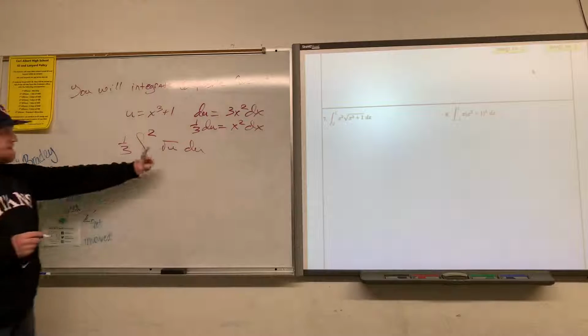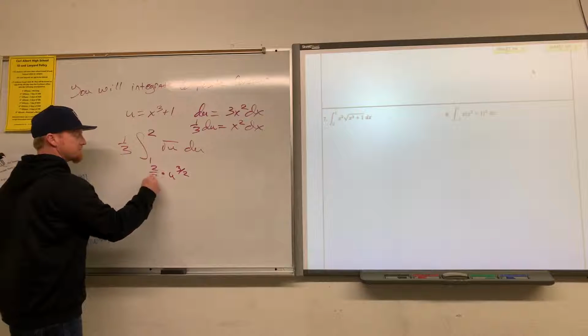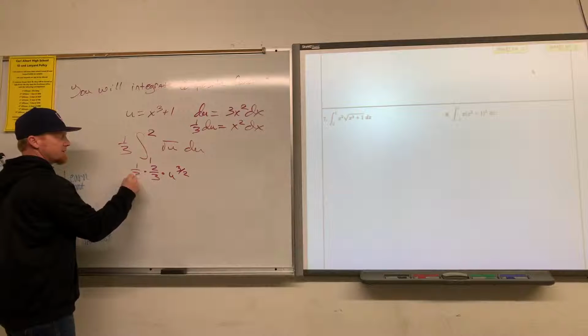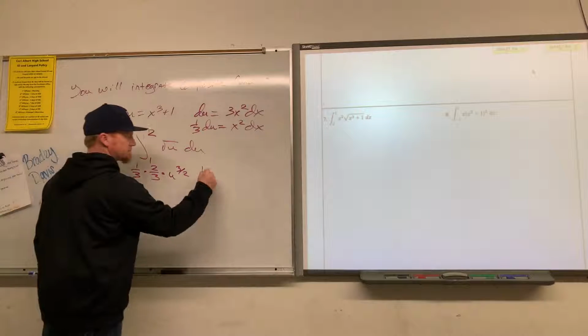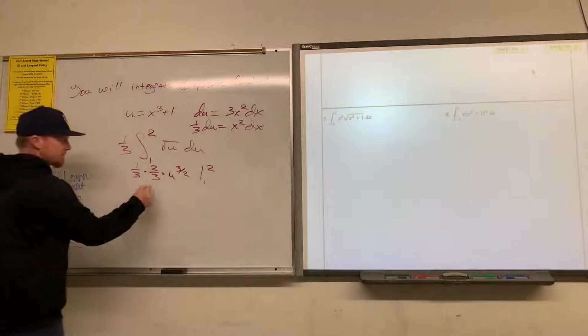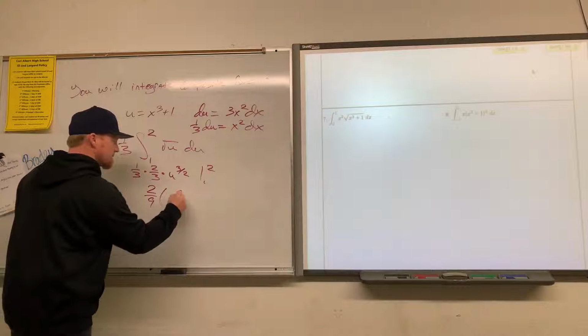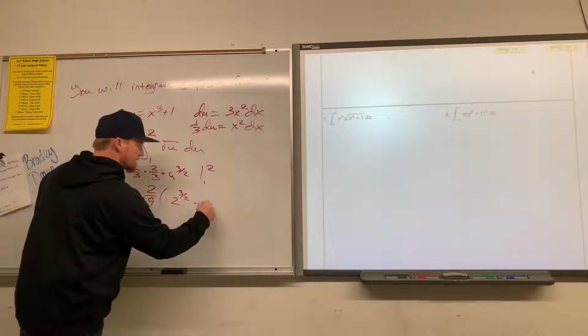Ready to integrate? So this turns into u to the 3/2, so that means times 2/3 times the 1/3 that's already there, going from 1 to 2. Multiply this out, gives me 2/9, plug in 2, and plug in 1.